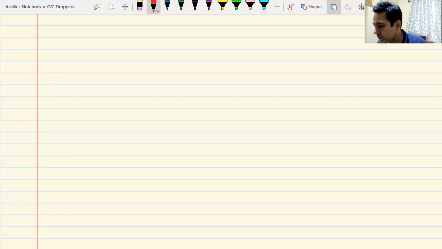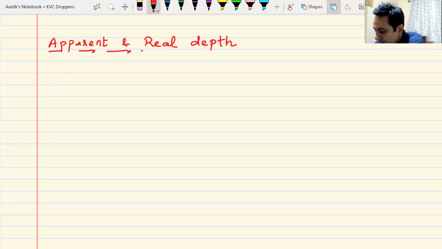The next heading that we are going to write is apparent depth and real depth. Apparent and real depth. Now, what does this mean? You will see a lot of different formulas in different books. You might get confused a lot. Now, what is this apparent depth and real depth?